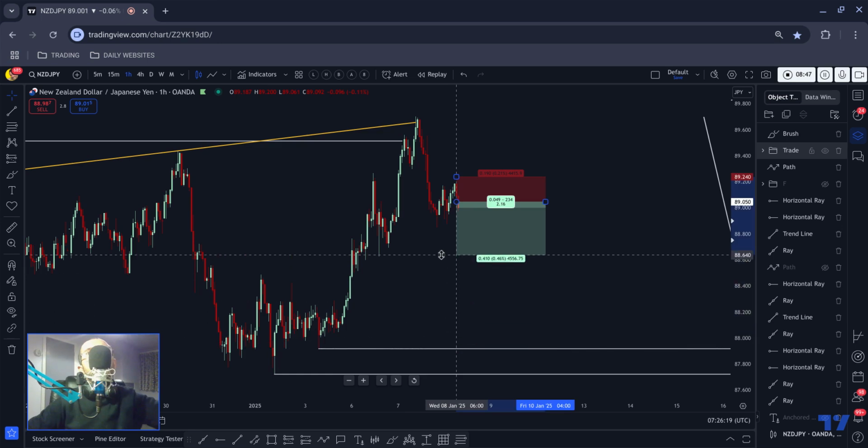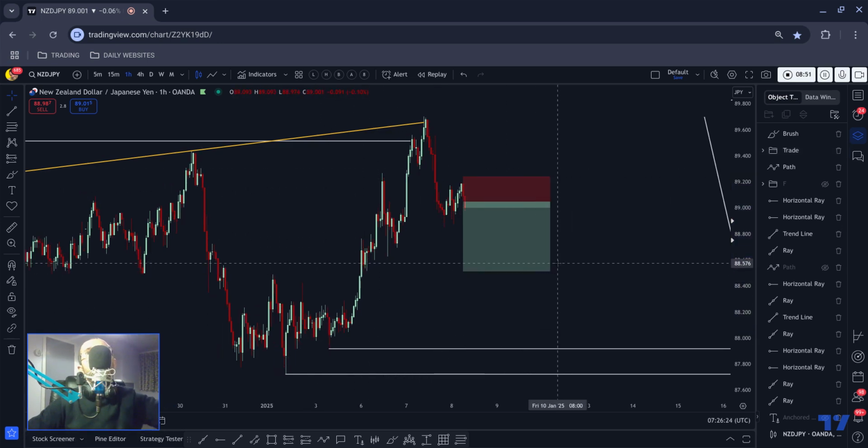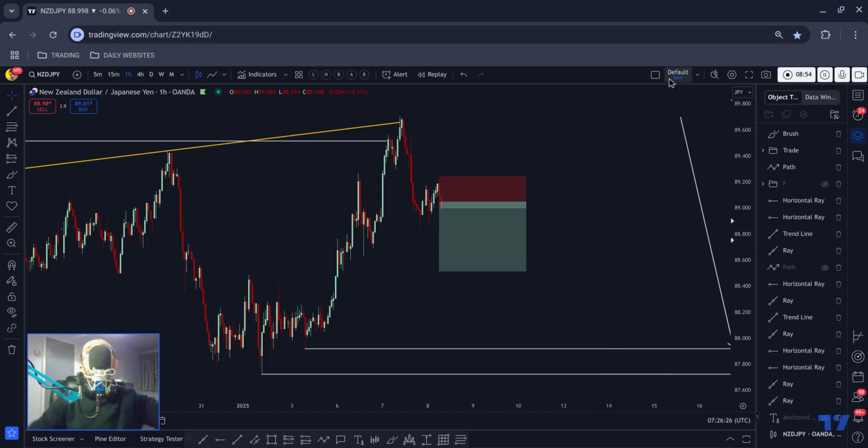We have, down to the start of this consolidation, about 2.5-3% to work with. So I'm just going to see how that goes. And regardless of the outcome of that trade, I will bring you the outcome in a trade recap. I'll mention how this is going tomorrow or how it went. So that is Kiwi Yen.